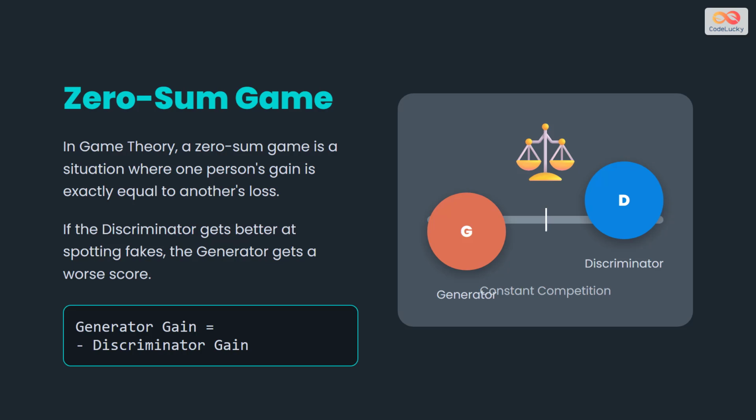This setup is what mathematicians call a zero-sum game. It means that one network's success is the other's failure. If the discriminator successfully identifies a fake, it wins and the generator loses. The generator only wins when the discriminator makes a mistake. They are locked in constant competition.